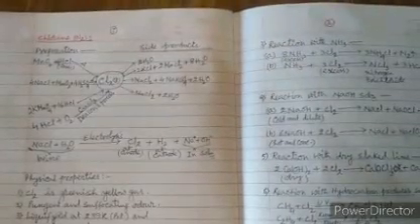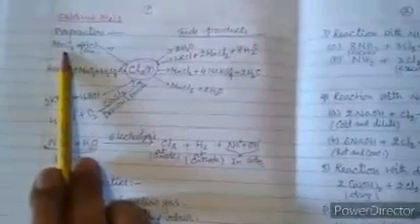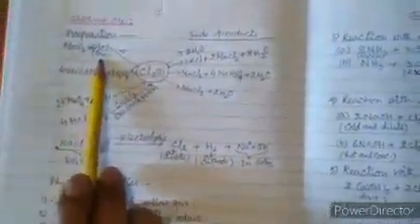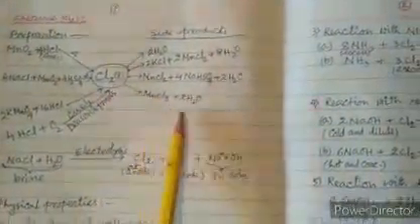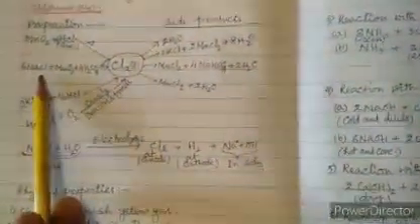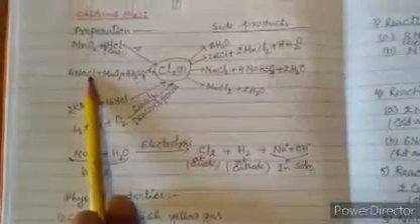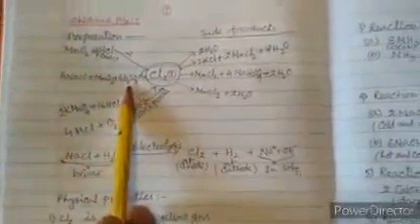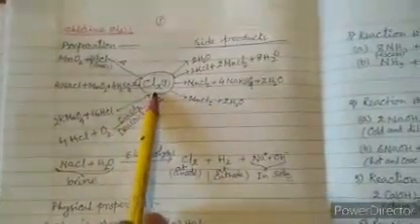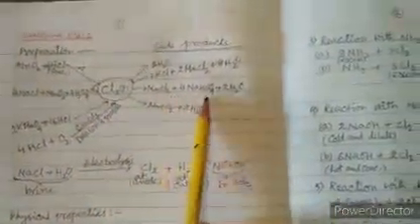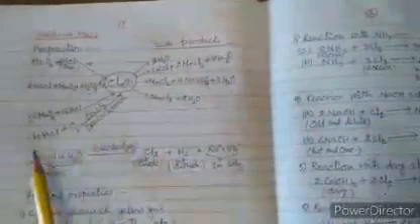Preparation. We produce chlorine gas by the reaction of manganese dioxide and HCl. When heated, it produces chlorine gas, manganese chloride and water. In addition, NaCl and concentrated H2SO4, when treated with manganese dioxide and heated, produce chlorine gas, manganese chloride, sodium bisulfate and water.